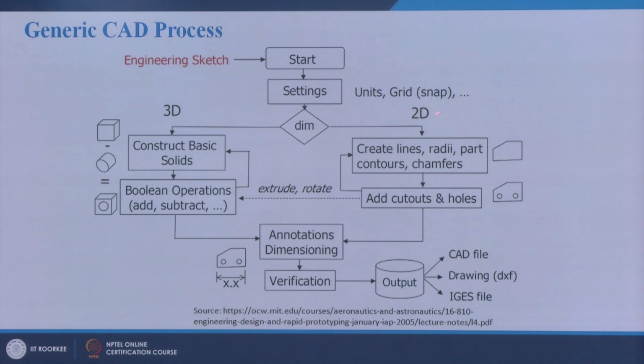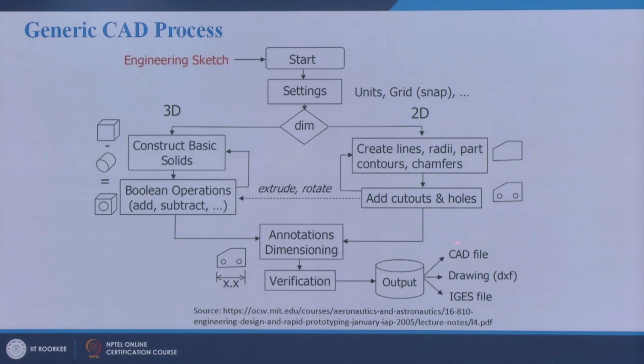From the 2D point of view, you can create lines, radii, part contours, chamfers like this. You can add cutouts and holes like this. So you can do 2-dimensional CAD modeling, and you can do 3-dimensional CAD modeling in which you can generate 3-dimensional volumetric shapes. Then you can do the annotations, maybe changes, and then the final dimensioning, length, breadth, width, centimeter, millimeter, whatever dimensioning is required, and verification of that drawing, and it can go to the output.